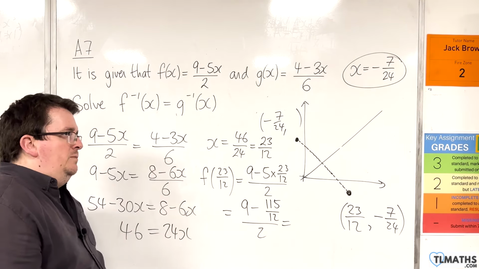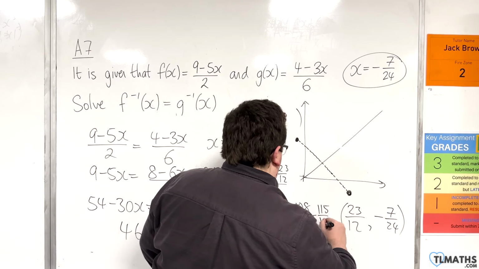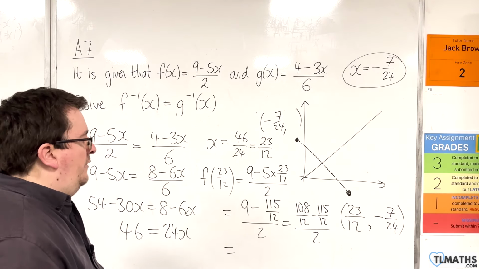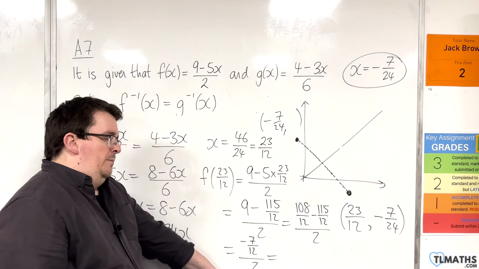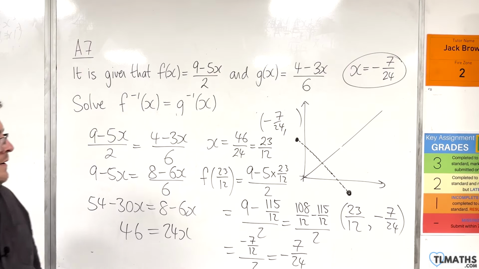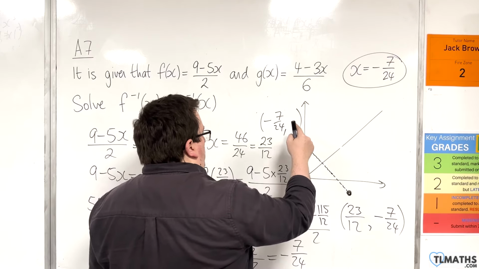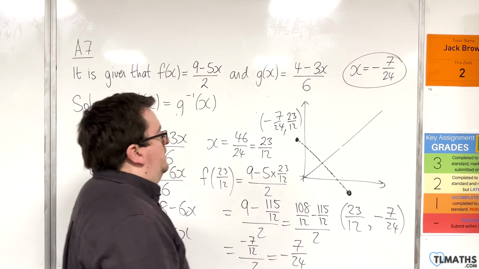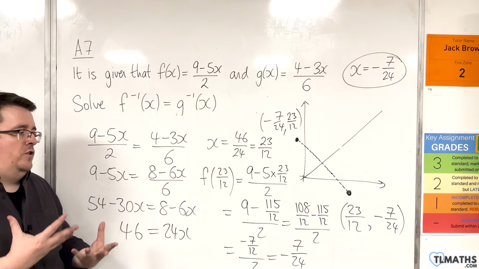9 times 12 is 108. So that's 108 over 12. Take away 115 over 12, over 2. Now, 108 take away 115 is minus 7. So that's minus 7 over 12, over 2. So minus 7 twelfths divided by 2 is minus 7 24ths. So I've got minus 7 over 24, which means that's the y-coordinate of this intersection point, which means it's the x-coordinate of this intersection point. So the x-coordinate there is the y-coordinate there. So you could theoretically have gone through it in this process as well, and you would have got the same answer.